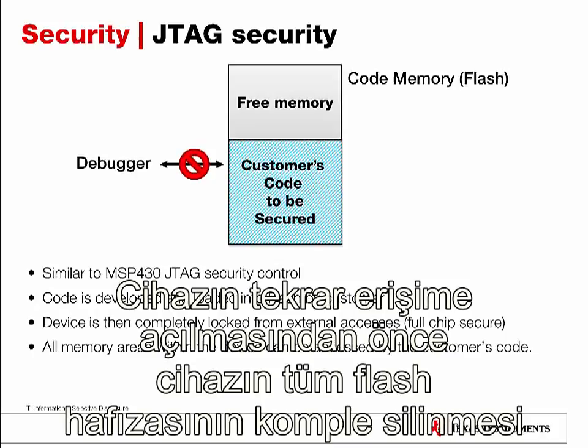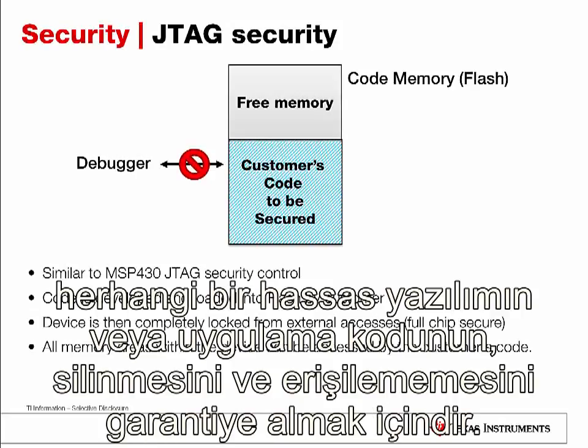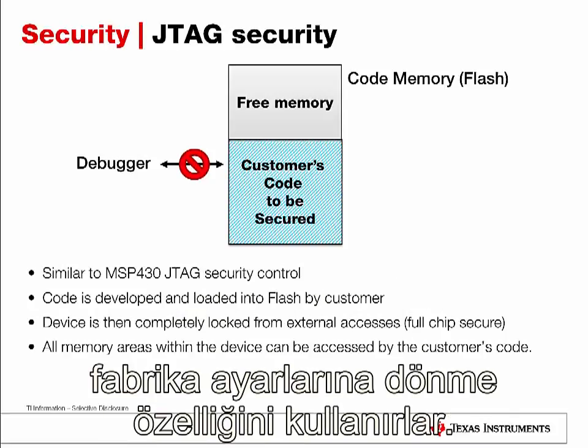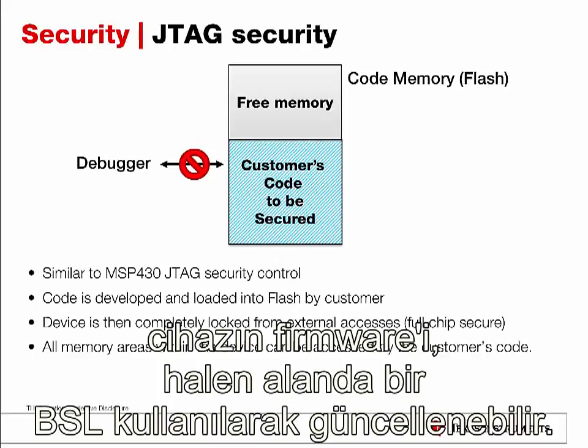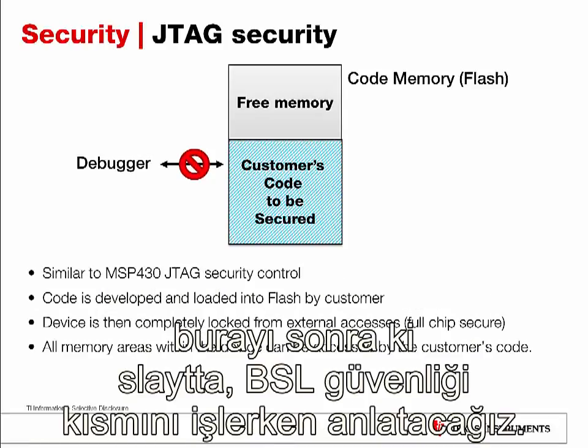This is a procedure where the entire flash memory of the device is completely wiped out before the access is reopened to the device. This ensures that any sensitive software or application code is completely wiped out and prevented from further access. Developers can actually use this factory reset feature by going through the IDE option as well as through one of the examples that we provide below. For a device that is locked from further JTAG access, the firmware of the device can still be updated in the field using a BSL. At this point, the user has the option to use a secured update as well as a non-secure update, and we will cover this in the next slide when covering the BSL portion of the security.